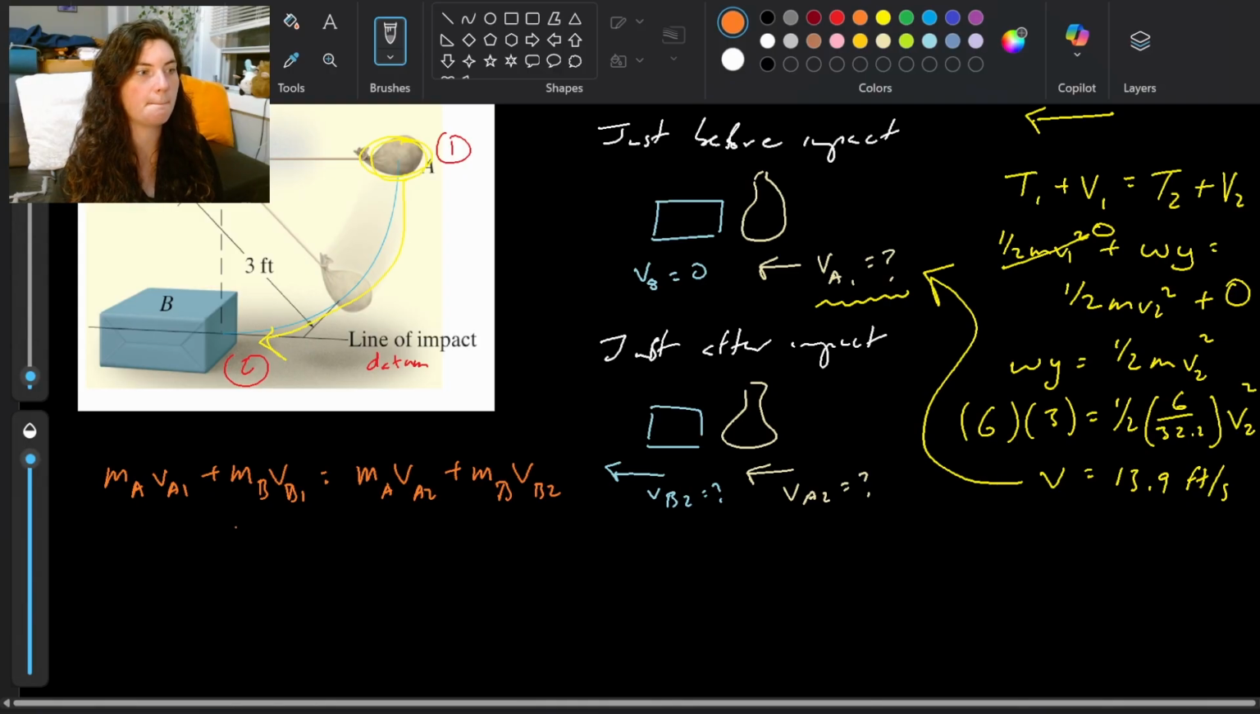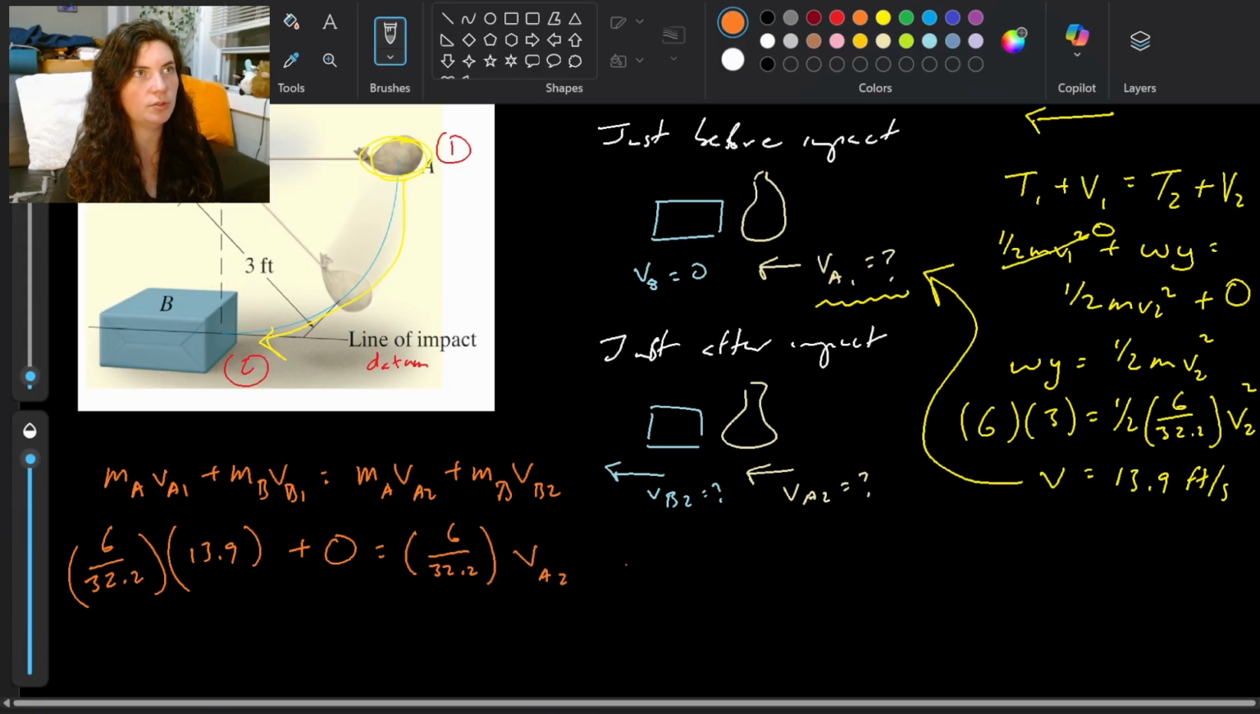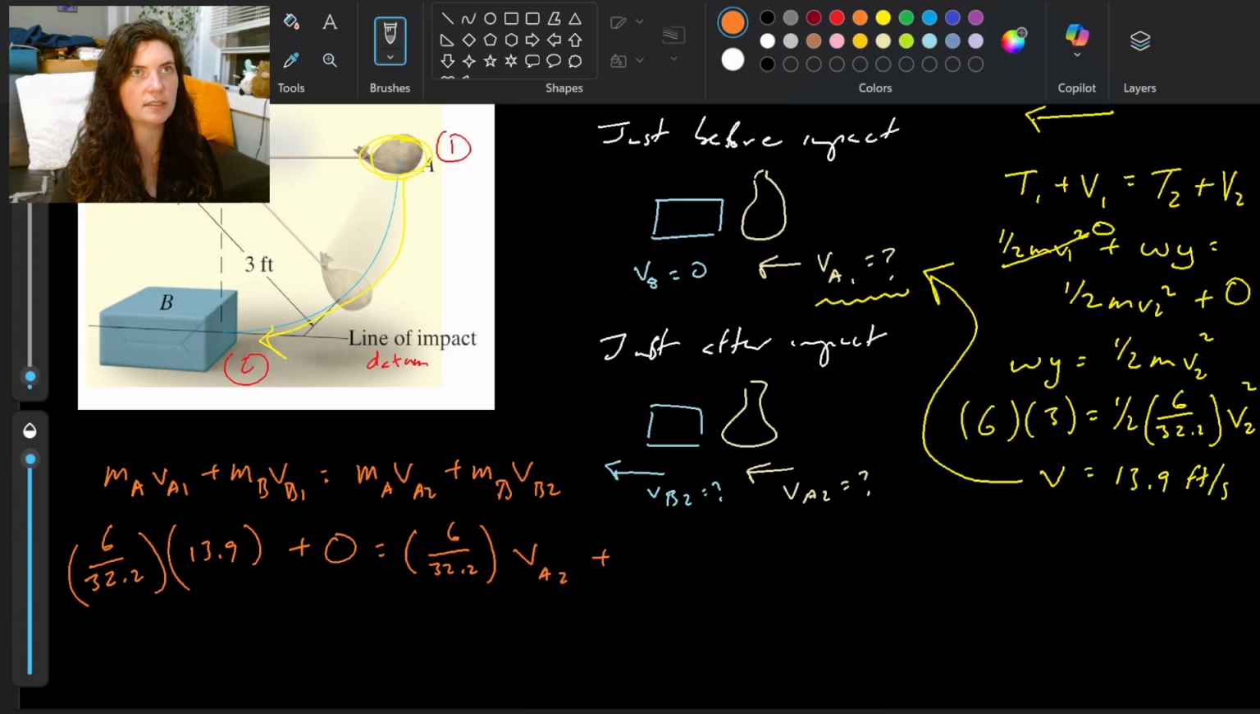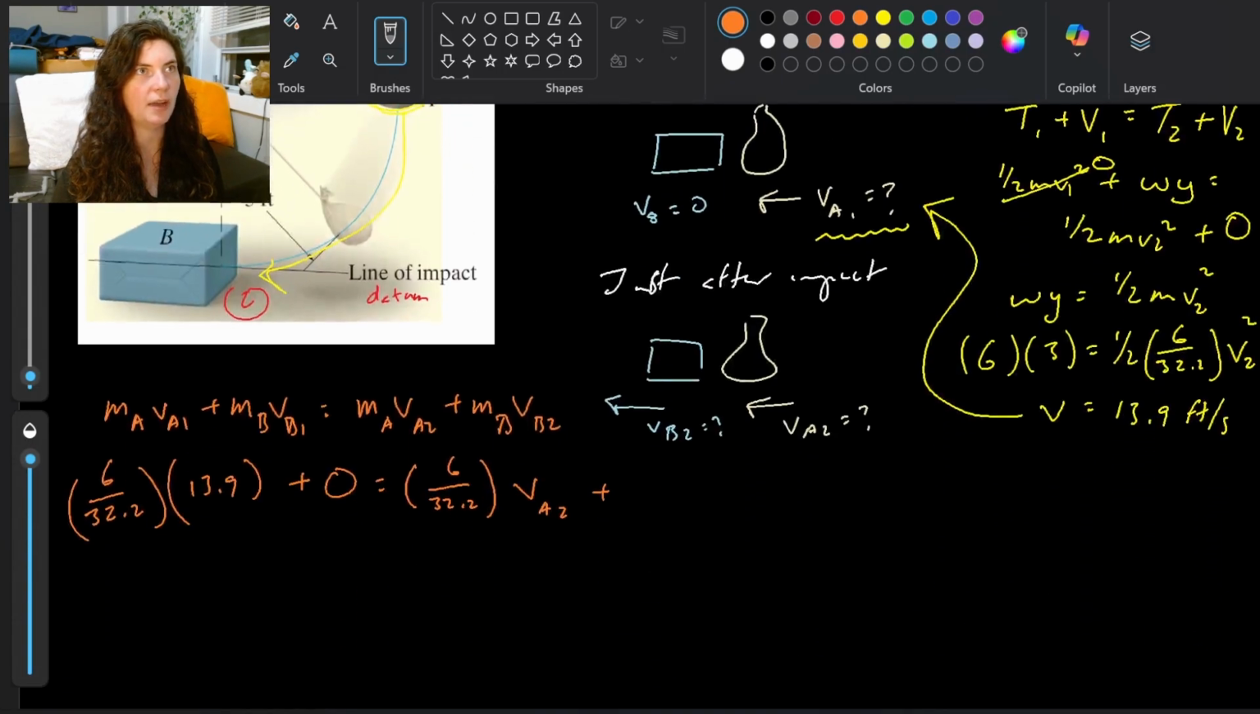And I'm going to start plugging stuff in. My initial mass of A, 6 over 32.2, times the velocity A1, which we just found, 13.9, plus the initial mass and velocity of B. There is no initial velocity of B, it's not moving, that's a big fat goose egg, that's a 0. Equals mA, which is 6 over 32.2, times vA2, plus mB, and what did we say the mass of this box was? 18 pounds. 18 over 32.2 times vB2.